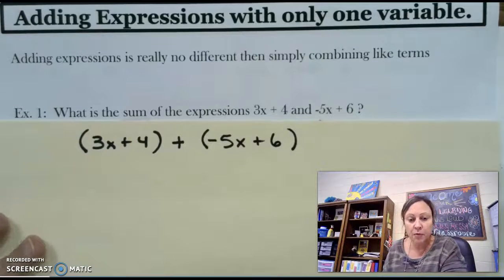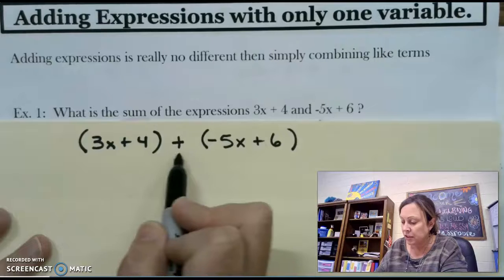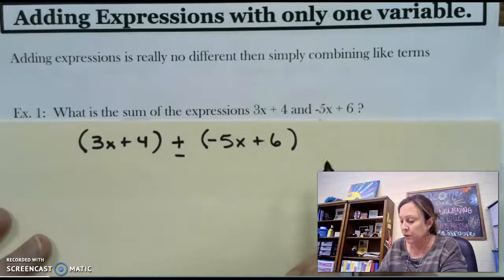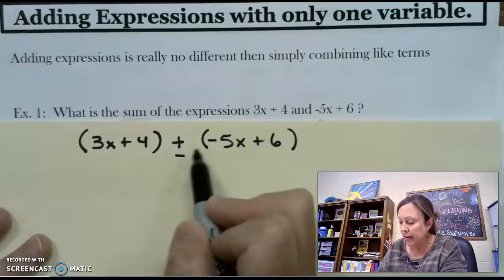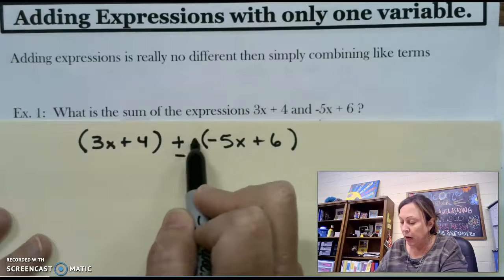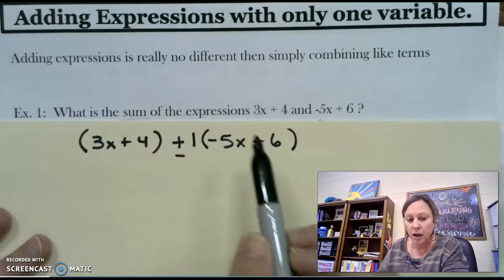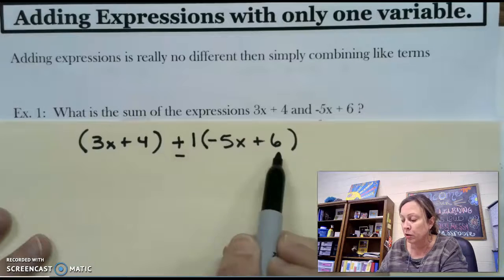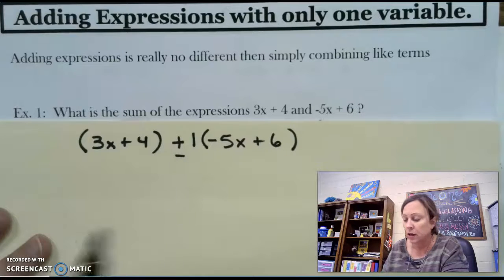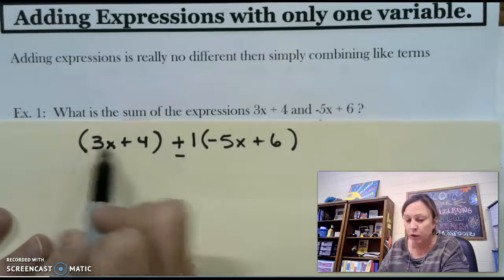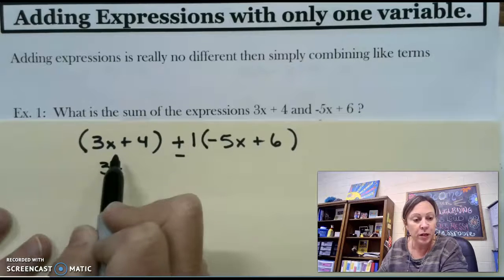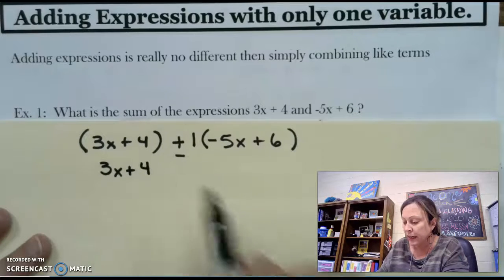Now, if we stop for a second and think about this, we've got this addition sign, and we're going to be adding this entire group of numbers. I want you to think about this as a positive 1. If we have a 1 outside of this, we can distribute and get rid of these parentheses. So let's look at that in just a second. We're going to start with 3x plus 4. There's nothing we can simplify within the parentheses, so we can just write it down.